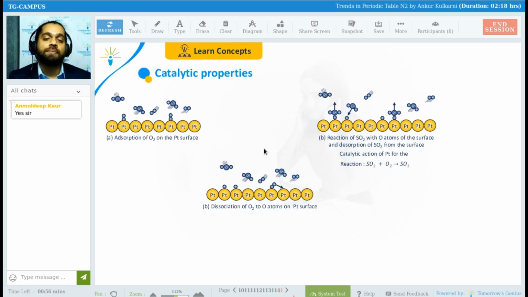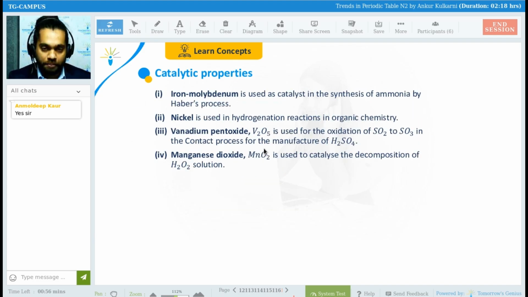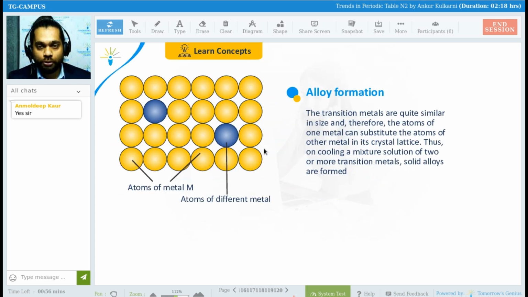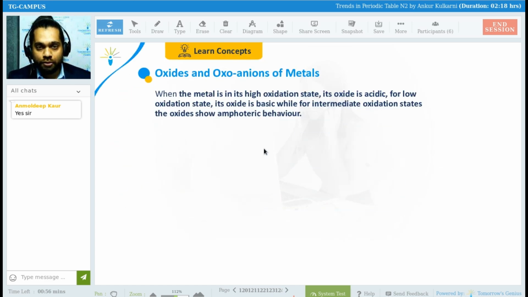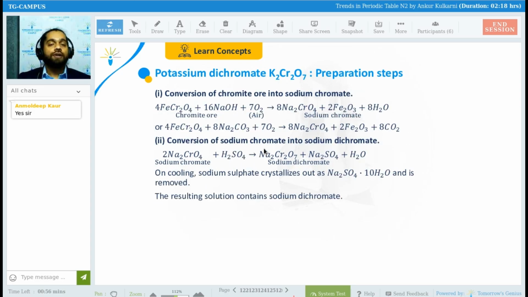K₂Cr₂O₇. Potassium dichromate. Now look over here. Potassium dichromate, that is K₂Cr₂O₇. There are preparations of that. You have to study the preparation and the properties. So first, let us look at the preparation.